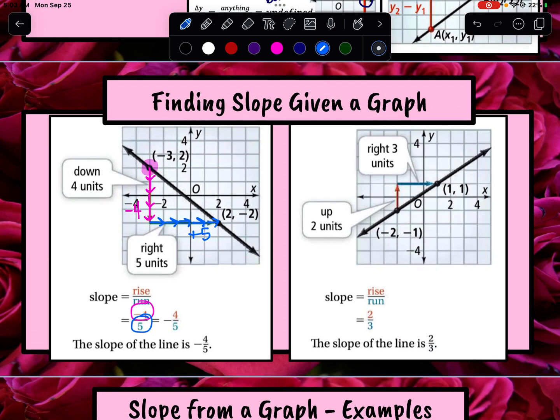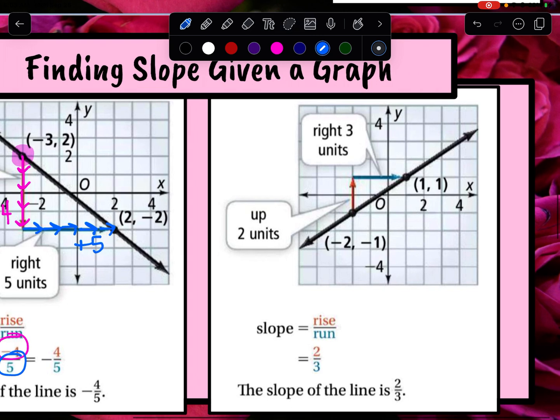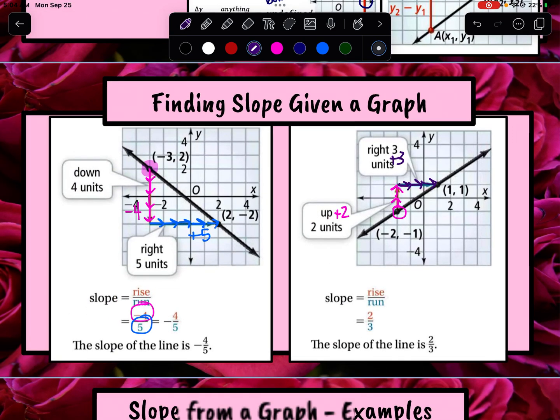For this one, we start at the leftmost point, go up 2, that's a +2. And then we're going to go right 1, 2, 3, which is a +3, which gives us 2/3. Rise over run, up and down over left to right.